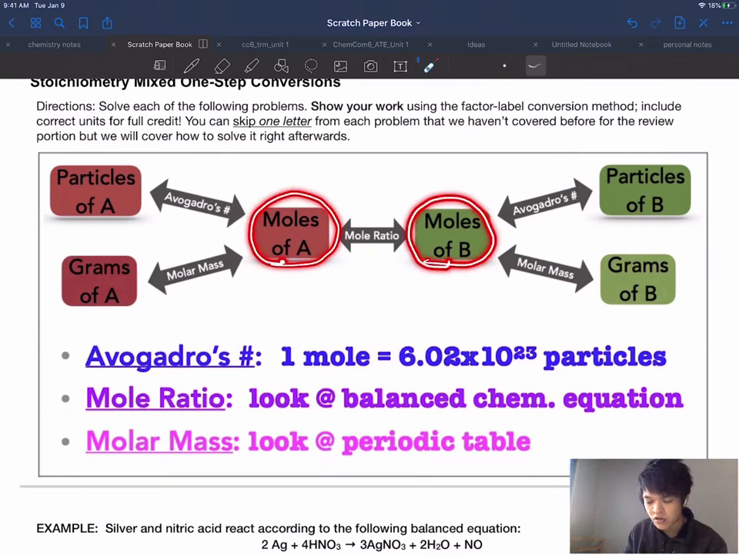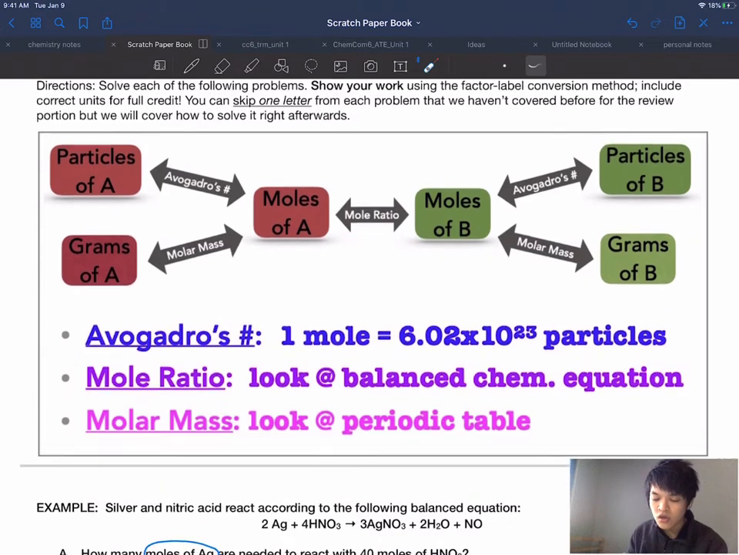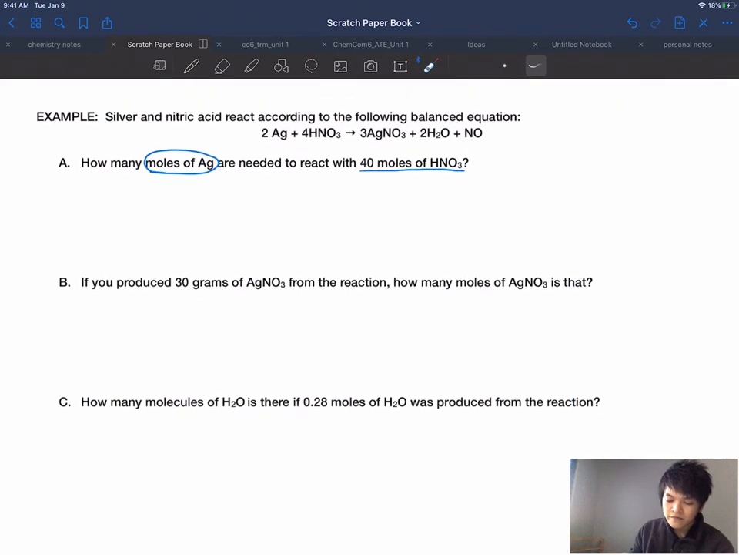Notice it passes through this thing called a mole ratio. A mole ratio is a conversion factor that lets you convert from moles of one substance to moles of another substance. And when we have a mole ratio, we get the numbers from the balanced chemical equation. All right, so remember that. We are going to require a mole ratio here.